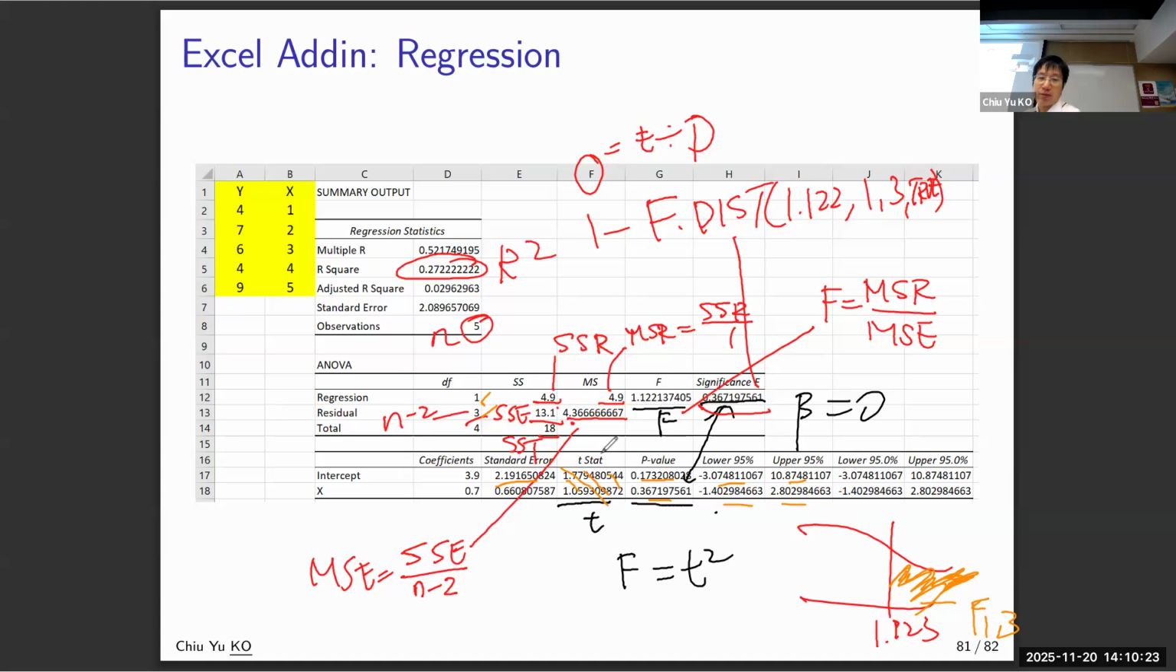Is that okay? I'm not interested in pure calculation. I'm not interested in how you can calculate R square. Maybe I give you this number, and you can tell me how to calculate R square. R square is 4.9 over 18. This R square is SSR over SST, so you can calculate that. The Excel function will be E12 divided by E14. So that's what I'm asking.